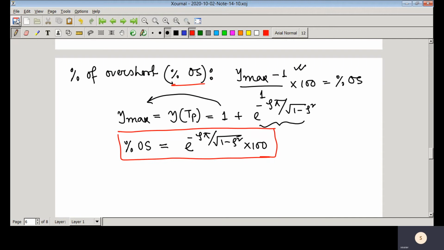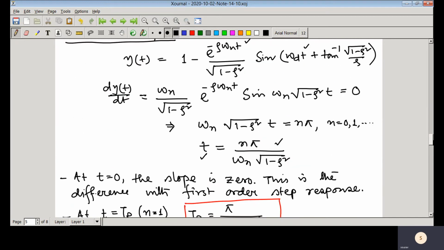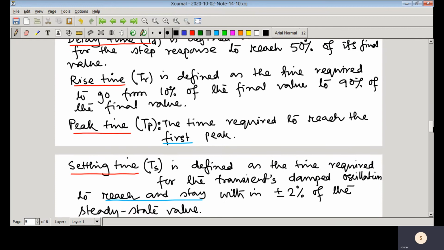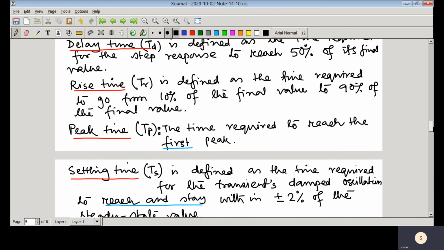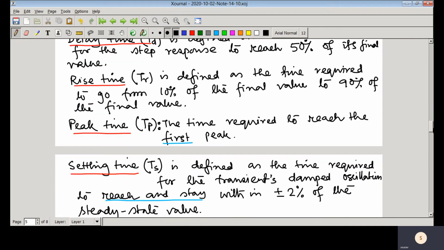So let us now calculate. Here we have defined the peak time, rise time, delay time, and settling time. We have done the peak time. Now, what would be the settling time?